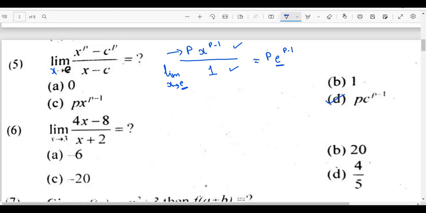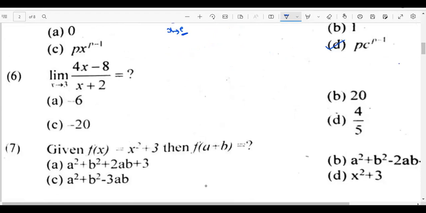Yes, is that okay? Yes. All right, very good. Now you guys can try question 6. I'll wait for a minute, and if you are not able to do it, then I'll do it. Please try question number 6.